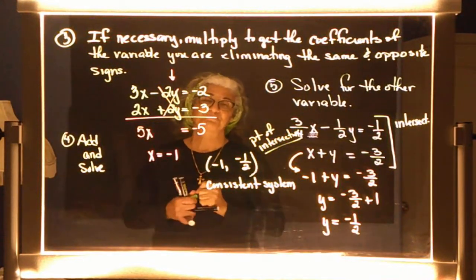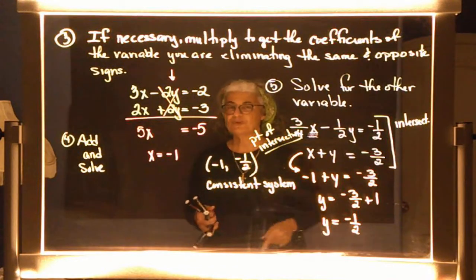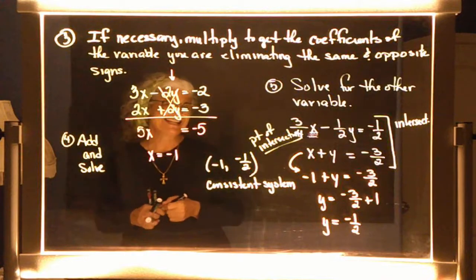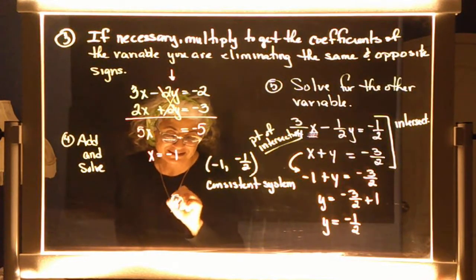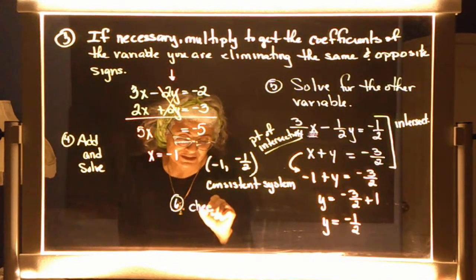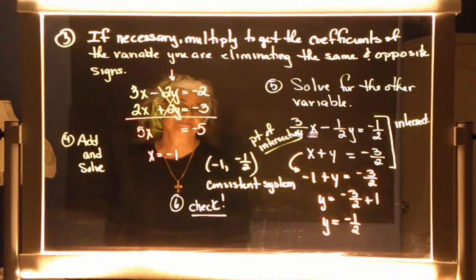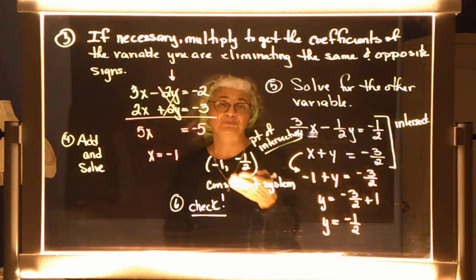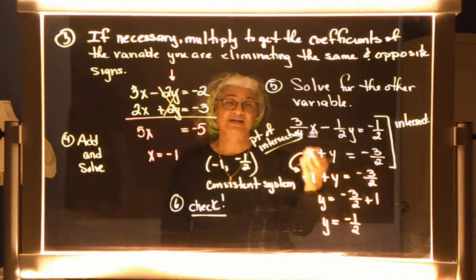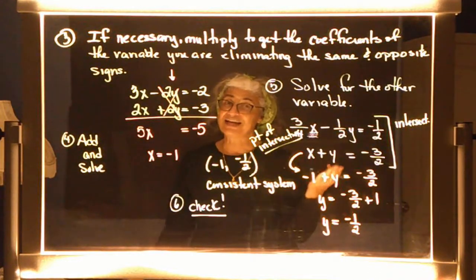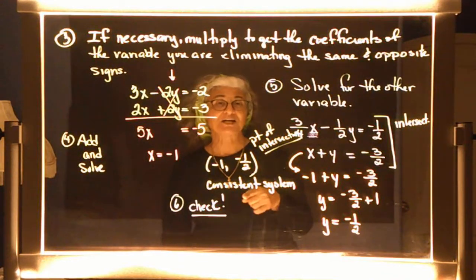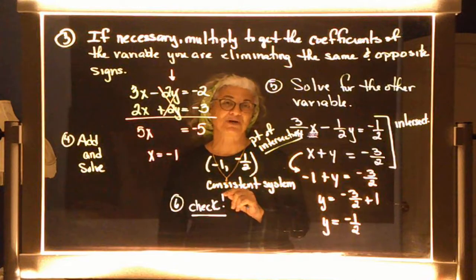Cool? Okay, there's one more step. We've talked about 5 steps. There's one more step. Any idea what step 6 is? Some of you do. Check! So take this solution, take this point, this ordered pair, plug it into both equations, and make sure that it works. I'm going to let you do that one on your own. In the meantime, I'm going to go get us a second problem.